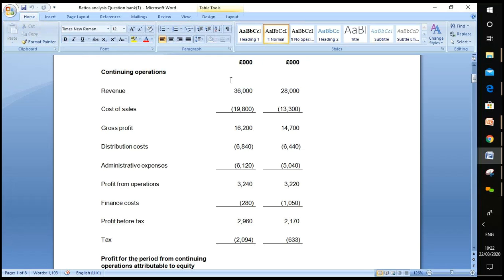So we have a revenue: one company is 36,000, the other is 28,000. What cost them, the things they bought and sold, is 19,800. So Anika's gross profit is 16,200 and Papika's is 14,700. Then distribution cost and admin cost have been given for both companies. So we can calculate. Can we try?